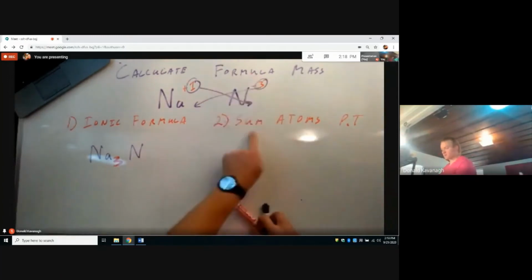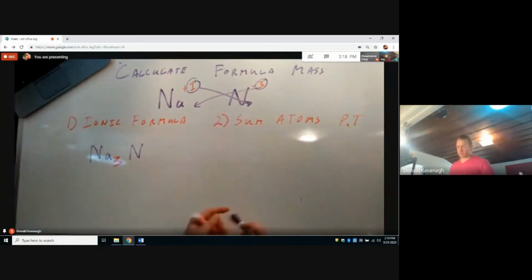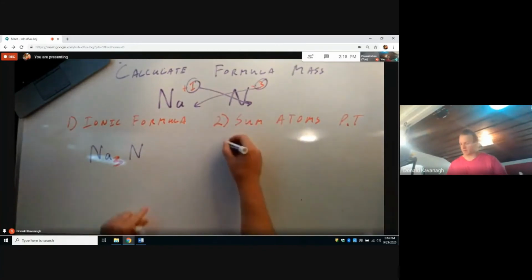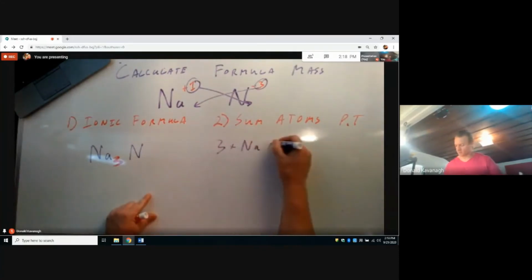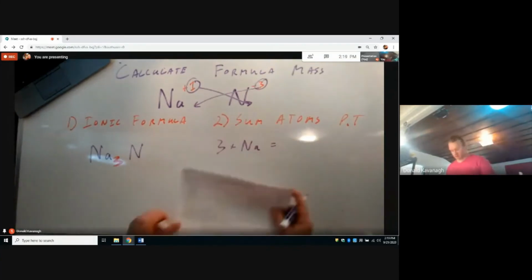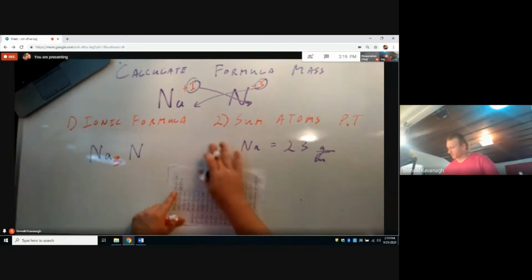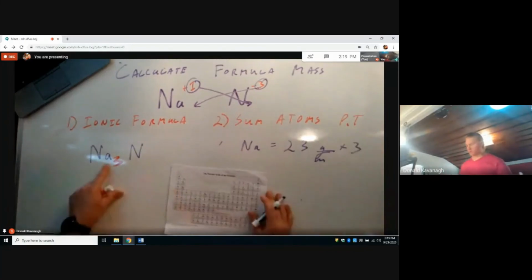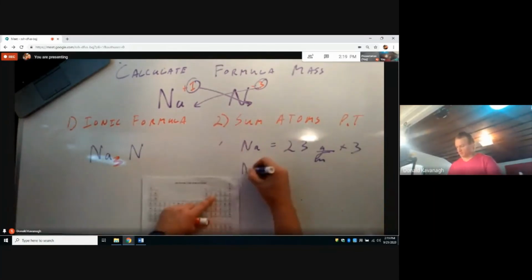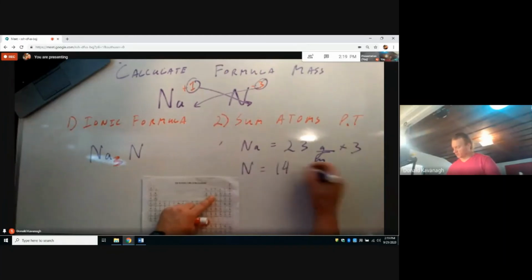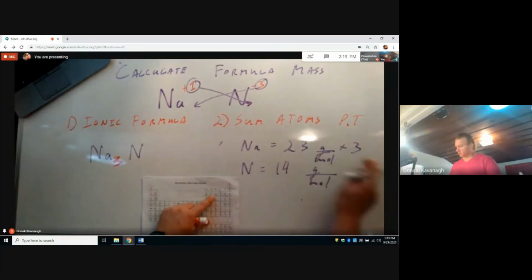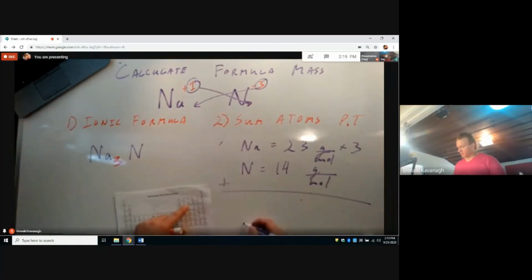The formula mass. We will sum the atomic masses off the periodic table. Sodium's atomic mass is about 23 grams per mole. And I'm going to take that number and multiply it by 3 because there's 3 of them in there. Nitrogen is about 14 grams per mole. And there's only 1 of them. So multiply, add them all up, and that's the atomic mass in the units of grams per mole.